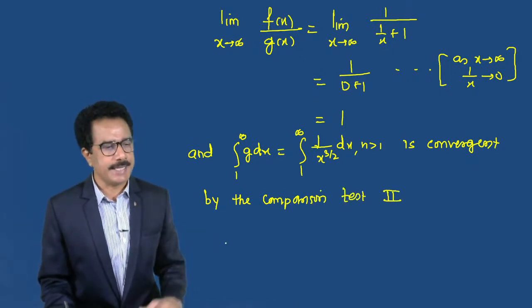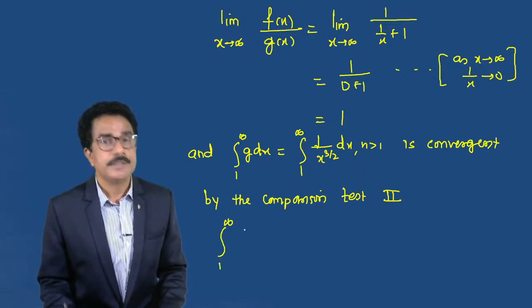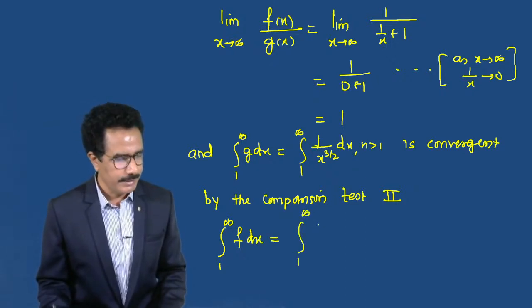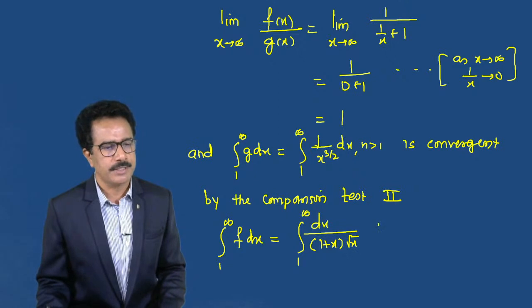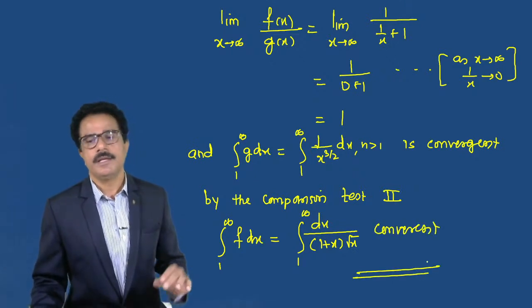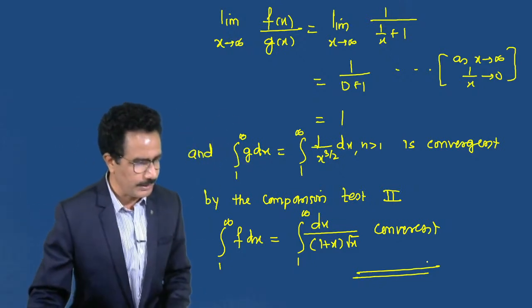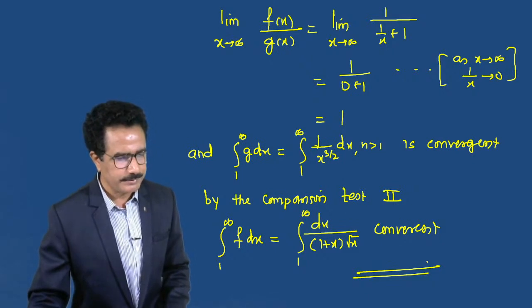we can say that integral from 1 to infinity f of x dx, which is equal to integral from 1 to infinity dx divided by 1 plus x into root x, is convergent. See this. Thus we can use the comparison test. Do you understand, students? Okay, now we shall discuss the next.